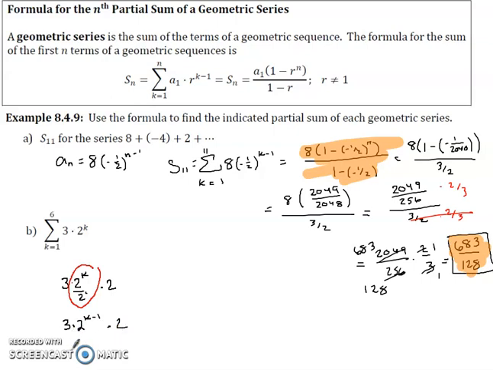And I'll simplify further by multiplying the 3 and the 2 together, since these do not have exponents that I need to worry about. I've got 6 times 2 to the power of k minus 1. So what we're actually looking at in sigma notation is from 1 to 6 of 6 times 2 to the k minus 1. And now that my form matches, I can go ahead and use my formula.